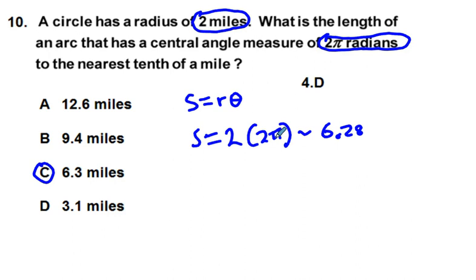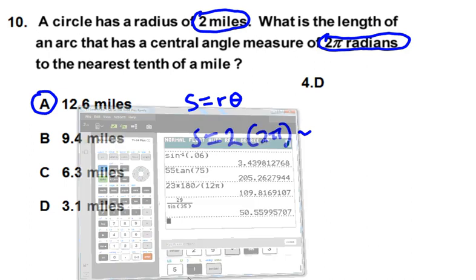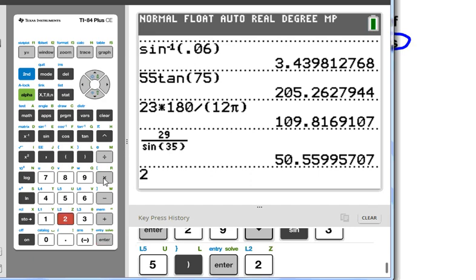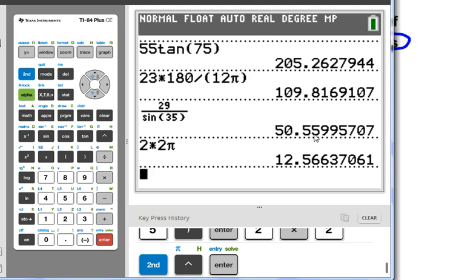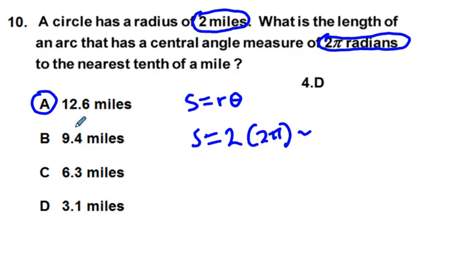Put that in your calculator, 2 times 2 pi. No, it's going to be longer than that, because 2 pi is 6.28. 2 times 2 pi is going to be this guy right here. So let's go 2 times 2 pi. Yeah, about 12.6. That's our answer.